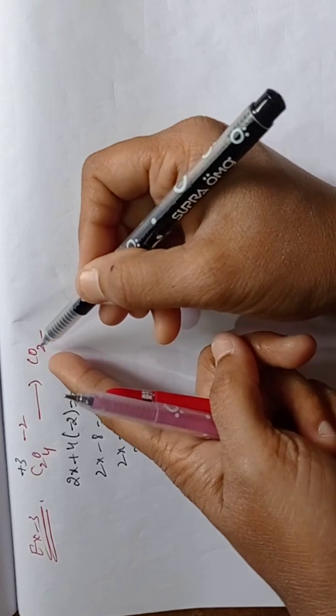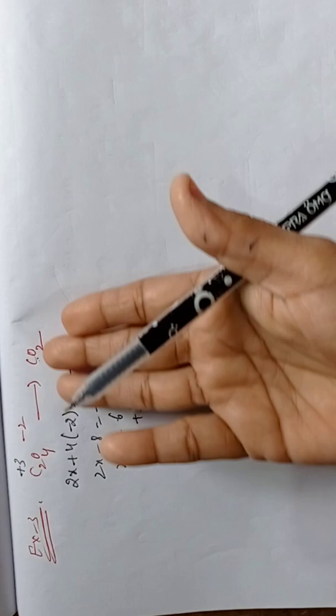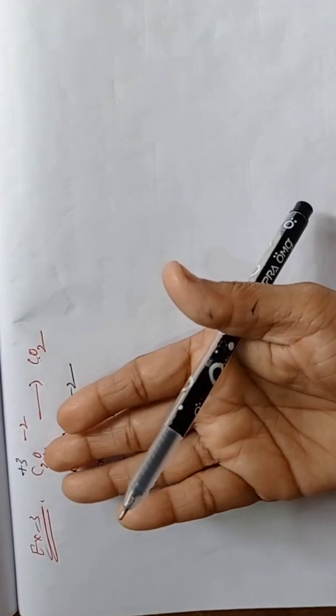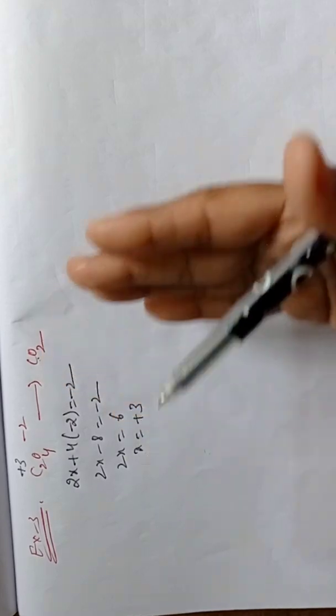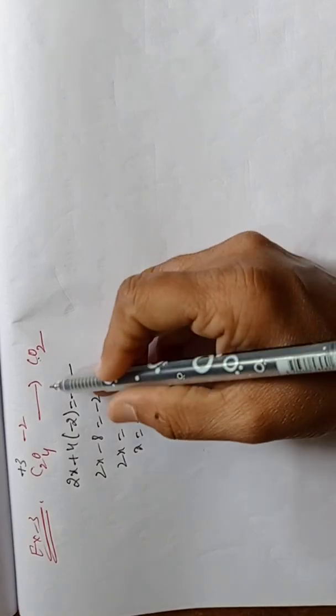In the case of carbon dioxide, what is the carbon oxidation number? I am not taking any balanced equation here, students. Here 2 carbons are there, and 4 oxygens, so it is not balanced. I'm not taking the balanced equations. So here x = +3.